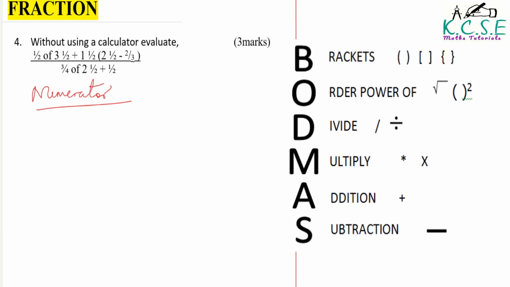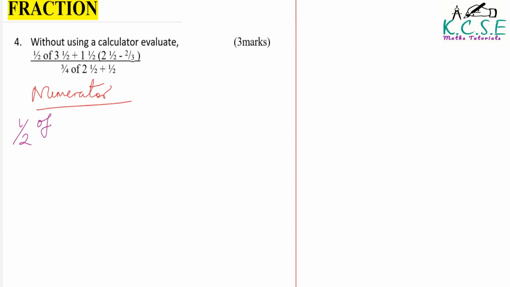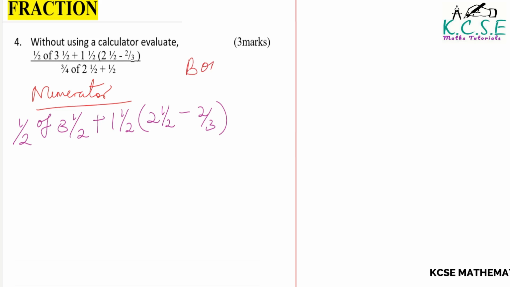Now the numerator is a half of 3.5 plus 1.5, brackets 2.5 minus 2 over 3. So you can see we have a mixture of signs: we have subtraction, addition, and "of". So it is important to follow the law of operations, and according to that law we are going to begin with the brackets. So removing the brackets, what we have is 2.5 minus 2 over 3.